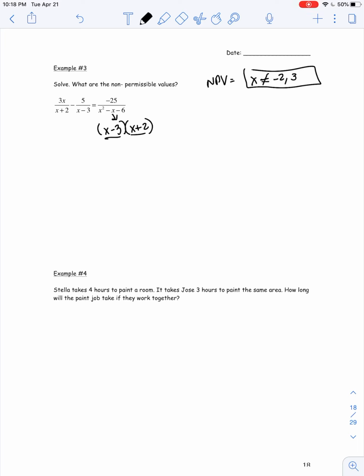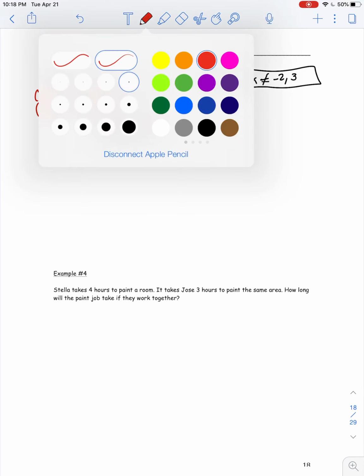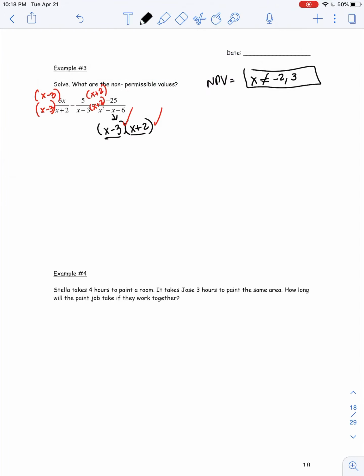Our next step is to get common denominators. So we're going to multiply this first fraction by the x minus 3 because it's missing that top and bottom. And the second fraction is x plus 2 top and bottom. The right side of the equation has both of them, so you're done. You don't have to do anything to the right side of the equation.